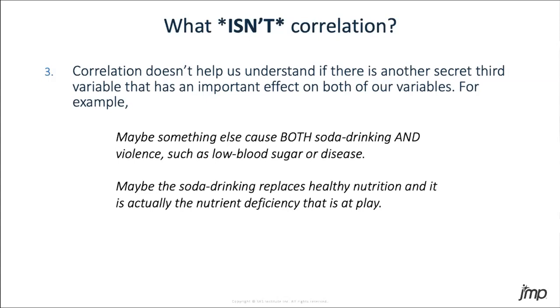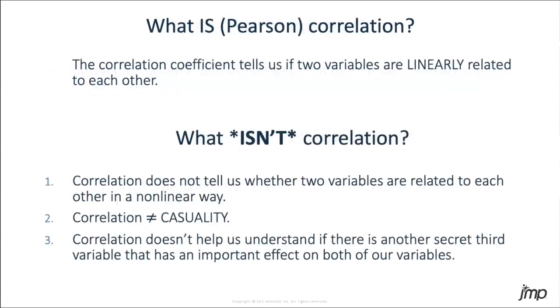If there's causality, or if there are other factors at play, the correlation is just a statistical measurement of how linearly related two variables are to each other. So what is that statistical Pearson product moment correlation? It's a measurement telling us how linearly related two variables are to each other.